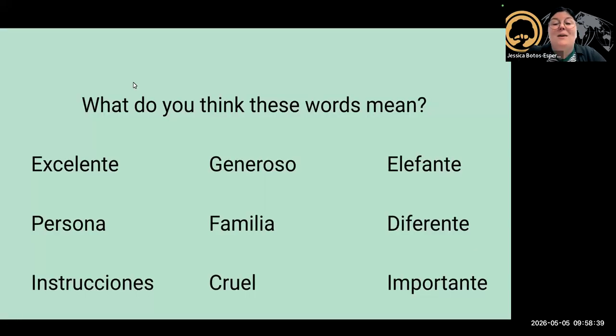So, let's start with a quick challenge. What do you think these words mean? Take a look at the words and don't overthink it. Just go with your gut. I'll pronounce them for you.